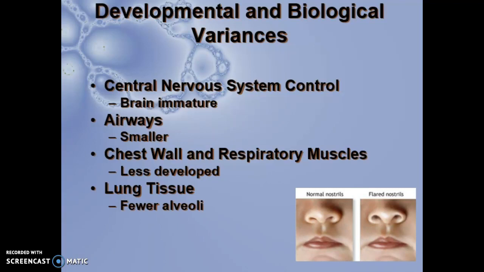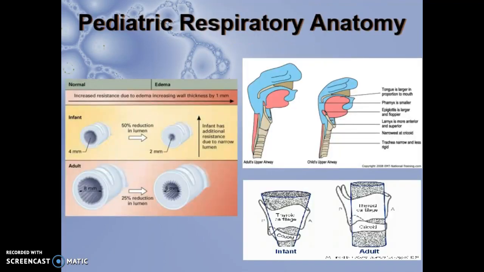Lung tissue, there are fewer alveoli, which means there are fewer areas for that gas exchange to take place. So younger children are definitely at higher risk for respiratory distress. And here we have the pediatric respiratory anatomy.